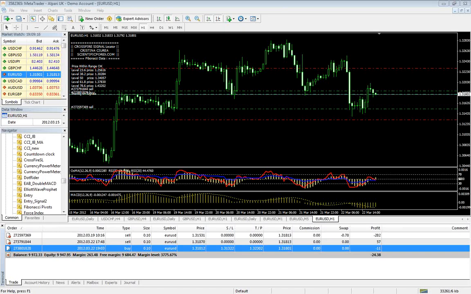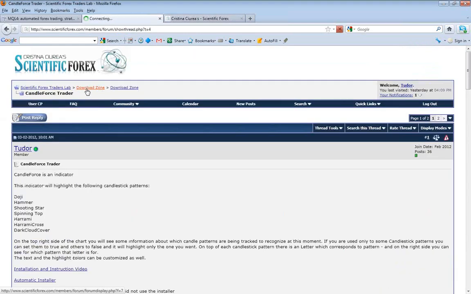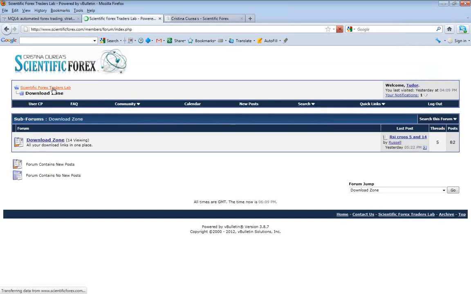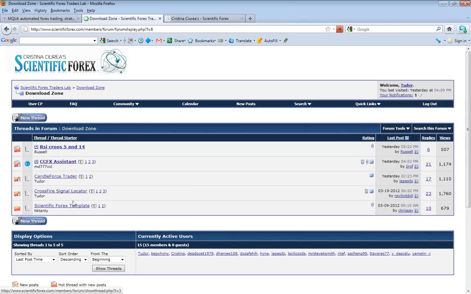Question from Dennis. I use TrendBolt. Actually, TrendBolt is also my baby from Forex Nation, so it's actually our software. Where to get the indicator Candle Force Trader? In the members area, in the download zone. Okay, let me show here, Scientific Forex Trader Cloud. In the download zone, click here, and you will see Candle Force and Crossfire Signal Locator.